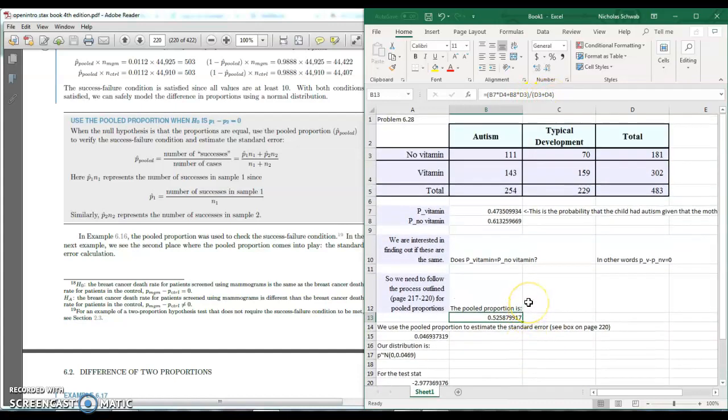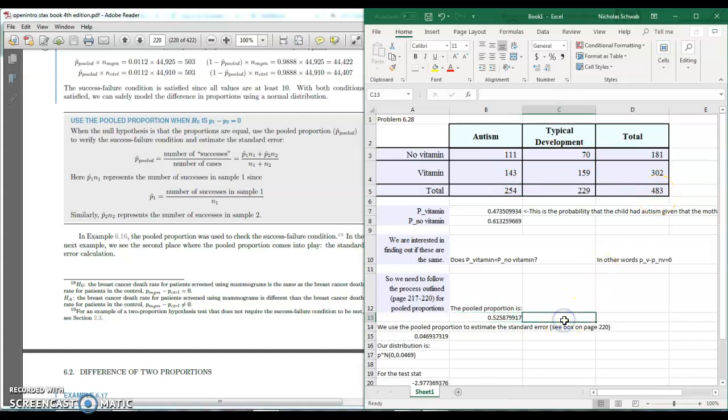You might realize that if I take this proportion and multiply it by this number, I just get 143. And if I take this proportion and multiply by that number, I just get 111. So I could have just taken 143 plus 111 and then divided it by 483. And that's the same as my pooled proportion. Maybe that's an easier way to calculate it.